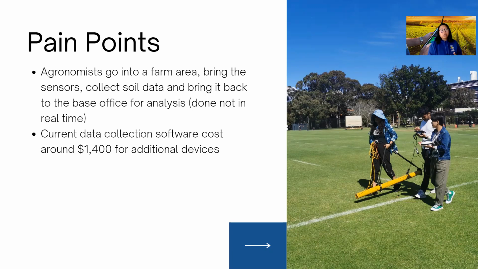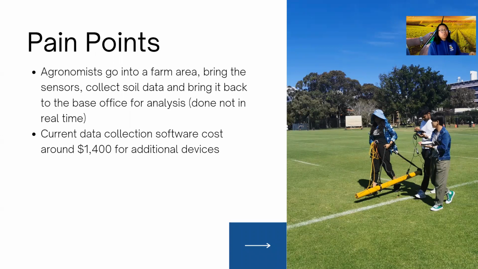Our current client, who is a team of researchers from UWA Department of Agriculture, is currently doing this, but they are using proprietary software that can be used only on just one device. This means that whenever they want to do a group soil analysis in the field and add more devices to the software, they need to pay around $1,400 per device.